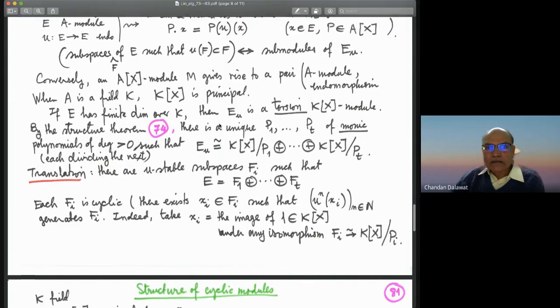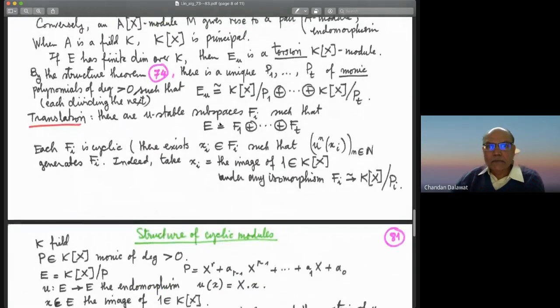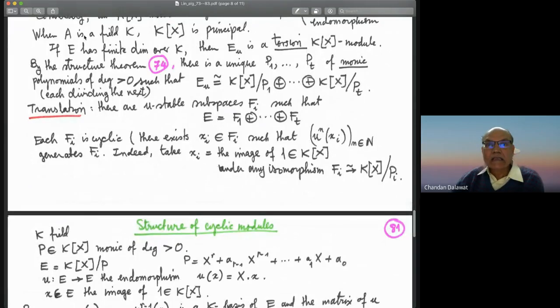So all this is interesting, especially when this A is a field, because in that case, K[X] is a principal ring, and E will have finite dimension over K if and only if this E_U is a torsion module over this principal ring K[X]. And we know what torsion modules over principal rings look like.